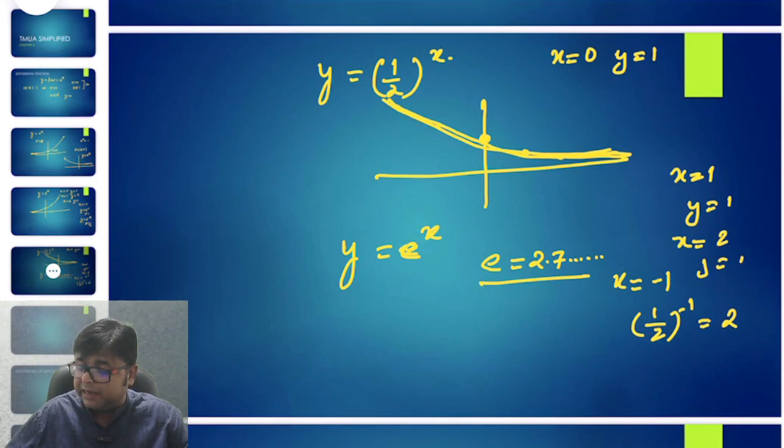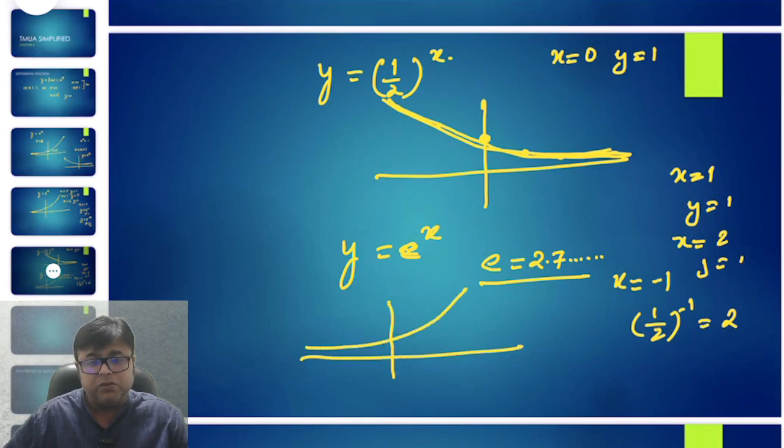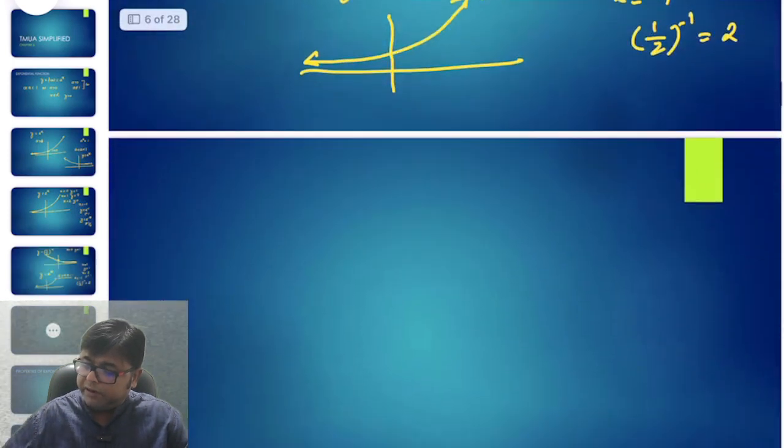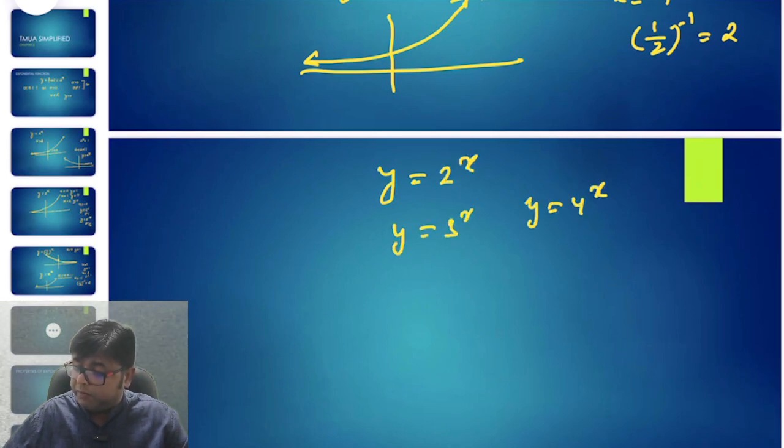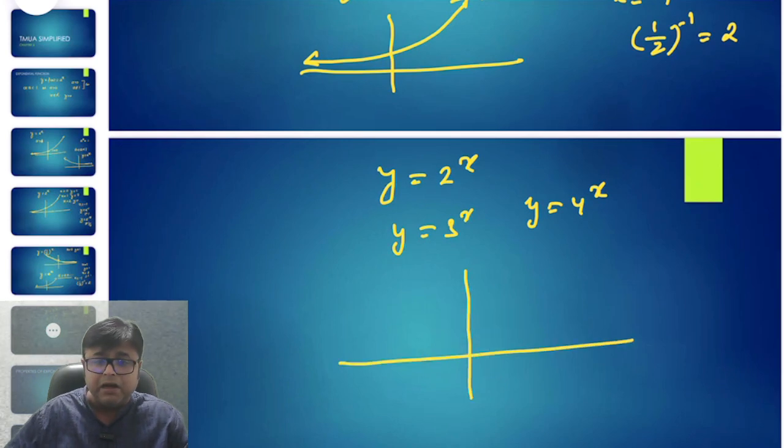Now the base is greater than 1, so the graph of e to the power x will be like this. e to the power x has a fixed graph because the value of e is more than 1. The graph will take this shape, similar to any graph where the base of the exponent is greater than 1. Right. Now for different things, like y equal to 2 to the power x, y equal to 3 to the power x, y equal to 4 to the power x, the graphs will all be similar, but there are a few nuances here and there which you have to remember.